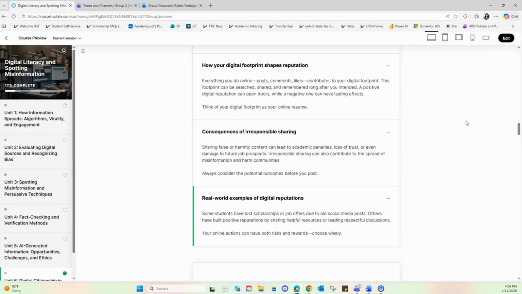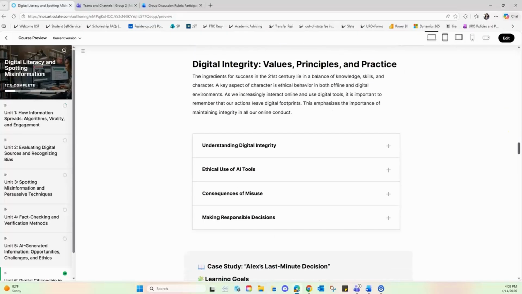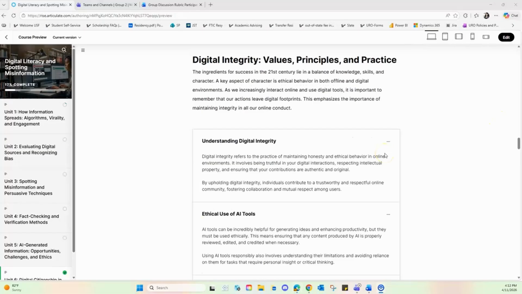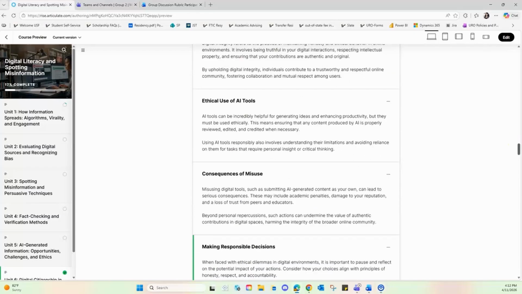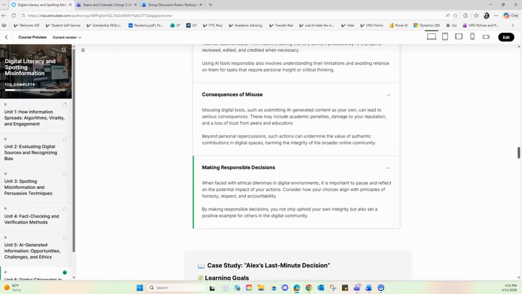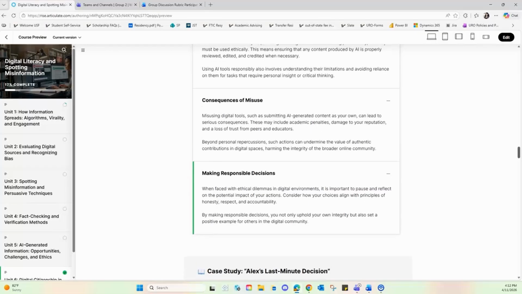From here, we will move into our case study called Digital Integrity: Values, Principles, and Practice. In this case study, students will work through real scenarios and think carefully about how to make a responsible and ethical choice in digital spaces, including how to use AI tools appropriately and what the consequences can be when digital decisions are not handled well.